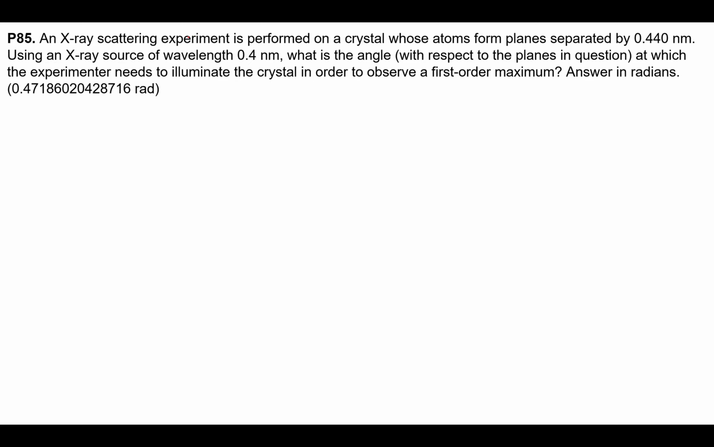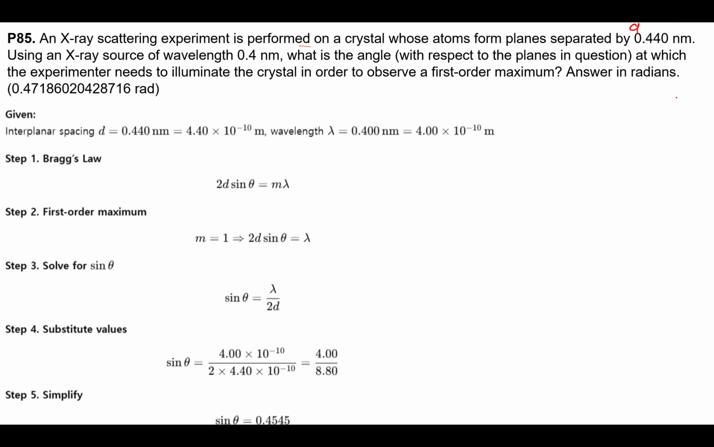Problem 85: an X-ray scattering experiment is performed on a crystal whose atoms form planes separated by this distance. This is the D. What is the angle at which the experiment needs to illuminate the crystal in order to observe the first order maximum? We know this formula, Bragg's law. For first order, n equals 1, you get this relationship, and then solving for theta, you get this one. So this is a direct plug-in type of problem.